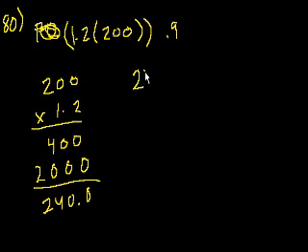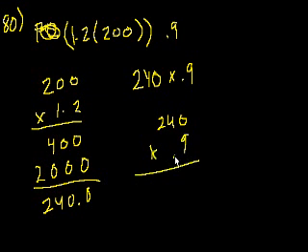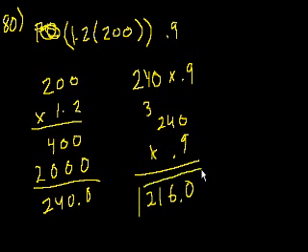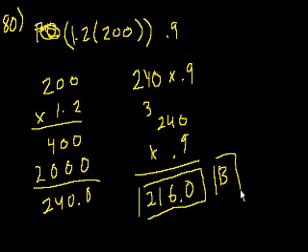So the retail price is 240, and then we have to multiply that times 0.9 to figure out what the employee pays, right? They got a 10% discount, which is another way of saying they paid 90% of the retail price. So 240 times 0.9. 9 times 0 is 0. 9 times 4 is 36. 9 times 2 is 18 plus 3, 21. We have one number behind the decimal point. So the employee paid $216. Just choice B. Now I'm out of time. I'll continue this in the next video.